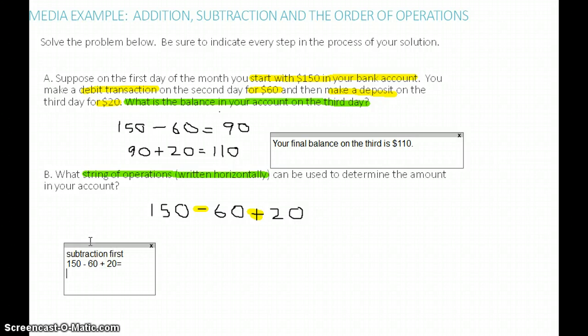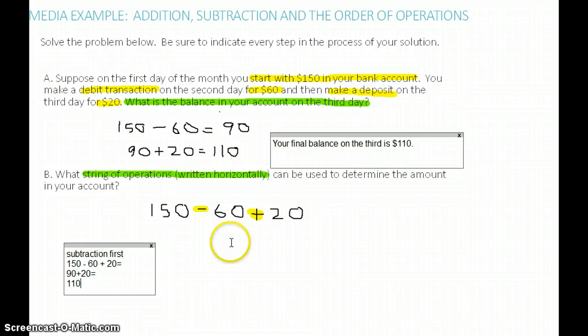On the next line, so try to write your results vertically, moving down each step after you compute, and that way you'll keep better track of your information. 150 minus 60 is 90. And then 90 plus 20 is 110. And notice that's exactly how we did the problem here. We just wrote it in two separate lines.